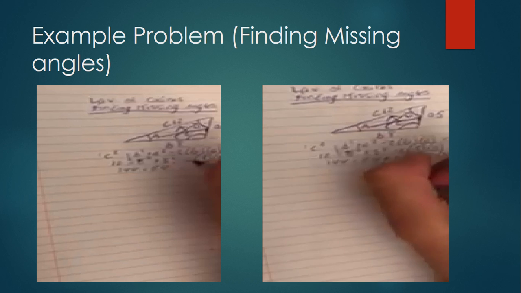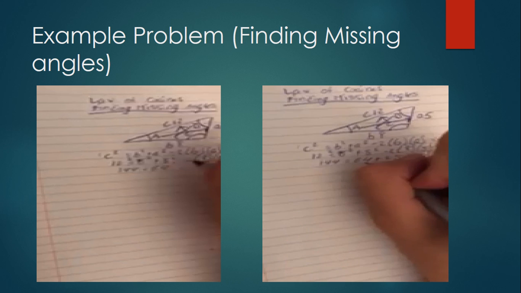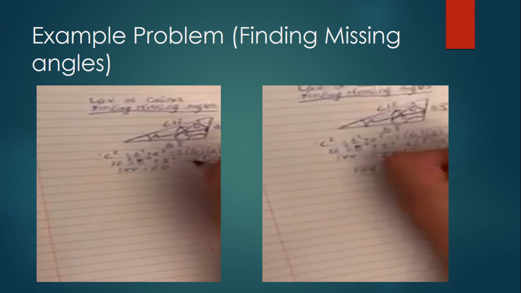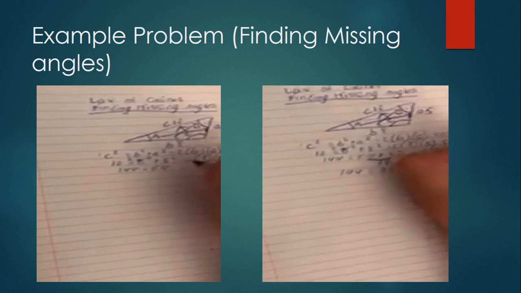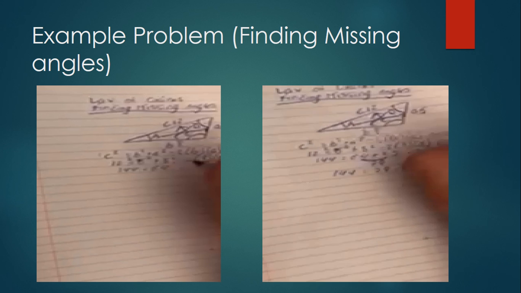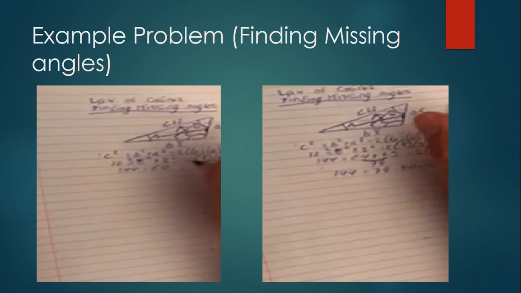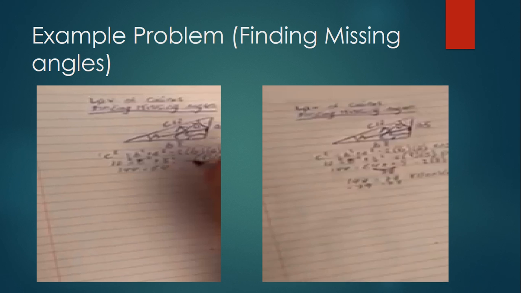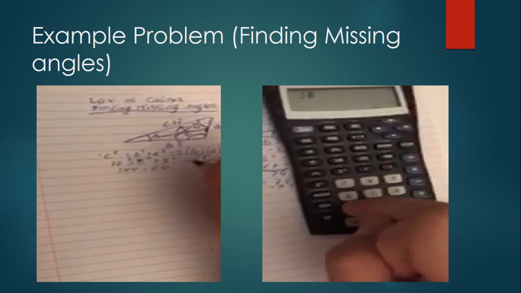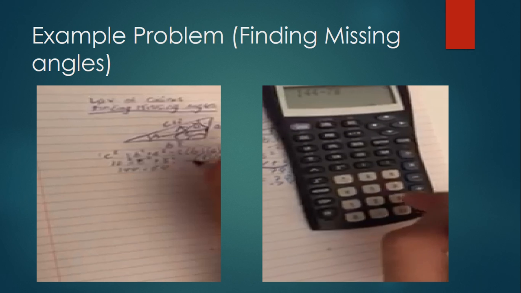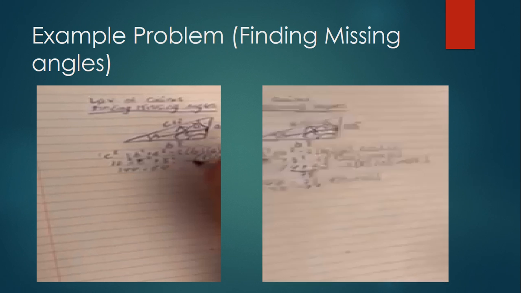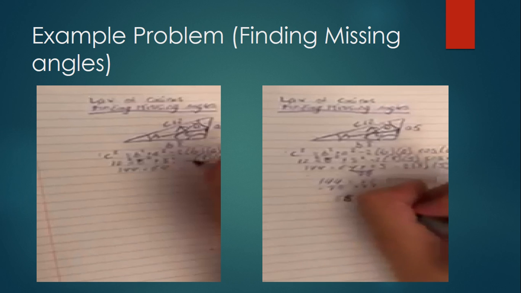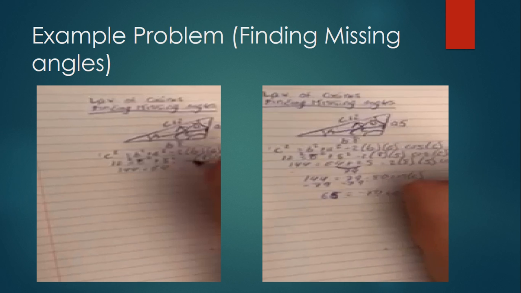Now you solve it. You add these two, and that comes out to 79. So 144 is equal to 79 minus 80 cosine C. Now you subtract 79, and you can go into your calculator if needed. 144 minus 79 is equal to 65. So 65 is equal to negative 80 cosine C.